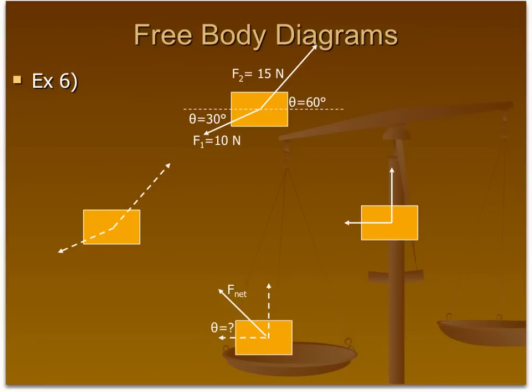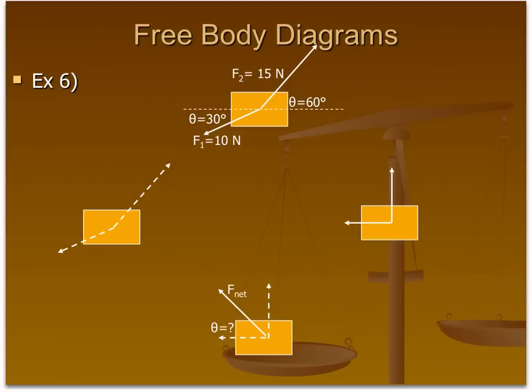All right, so I'd like you to also try number 6 for class, and I'll tell you what, if you can get number 6 with the F net and the angle at which that F net is acting, I will give you 2 bonus points. Okay, it has to be completely right, so no partial credit for this one. But I will give you some hints.